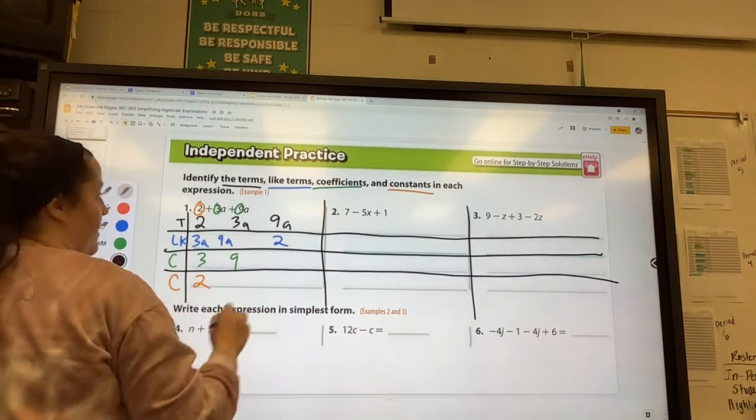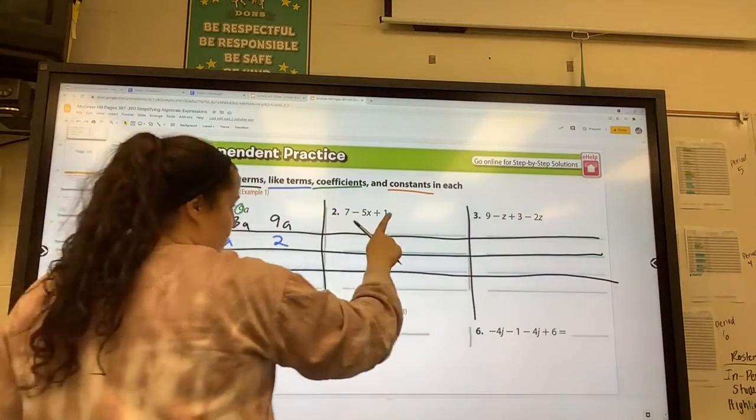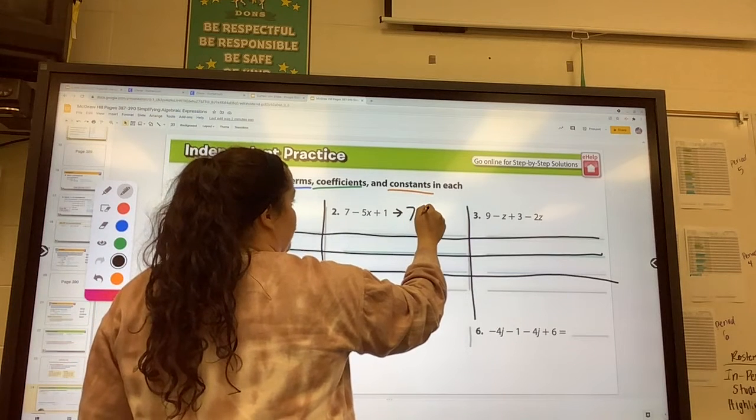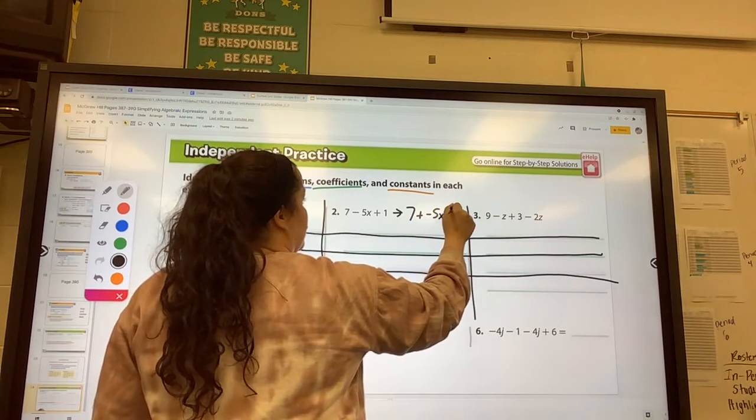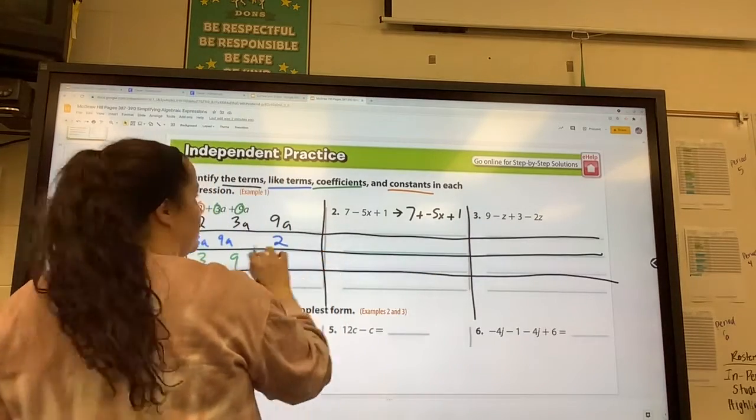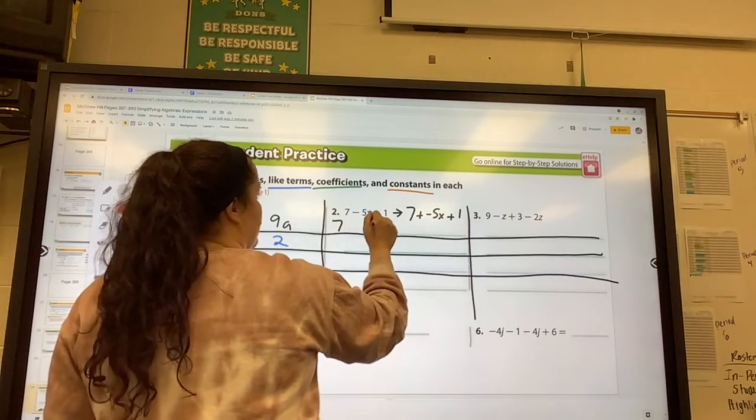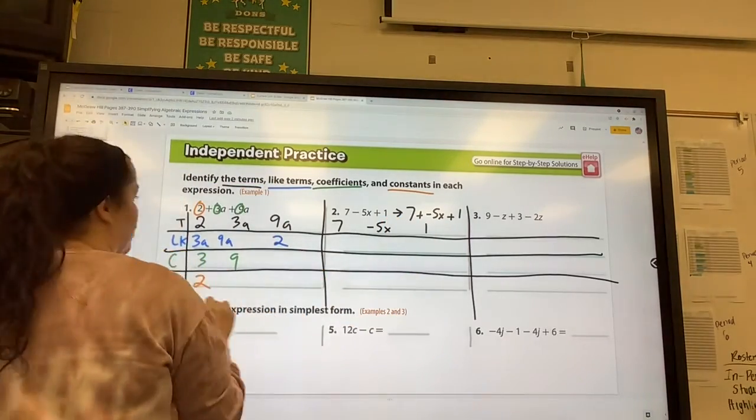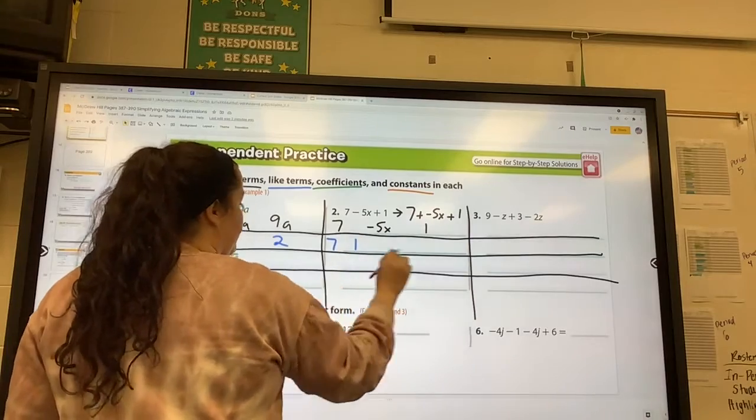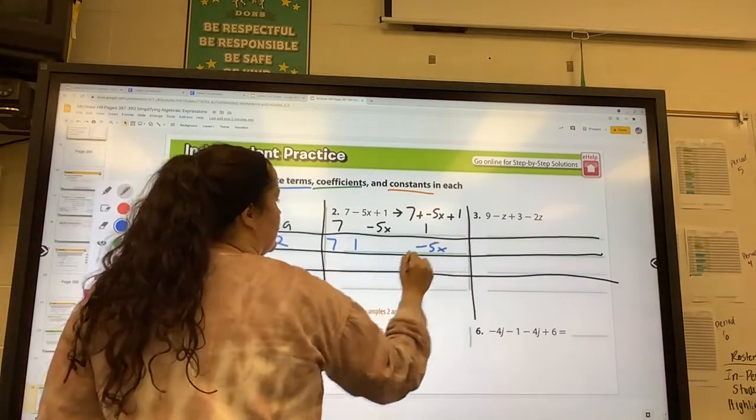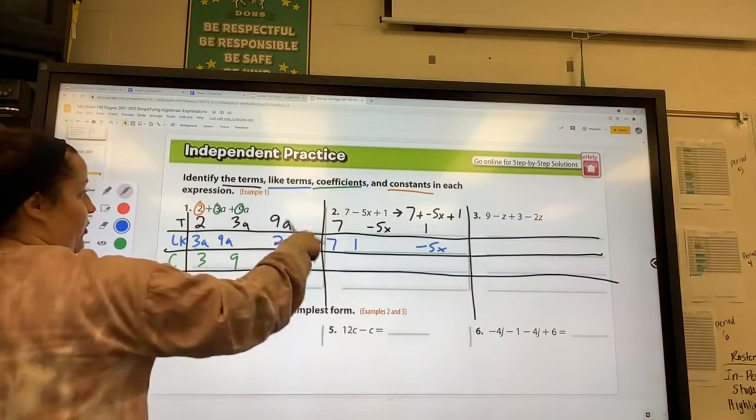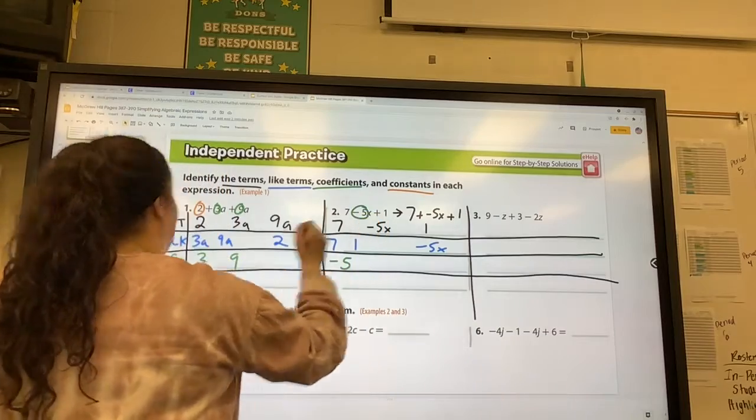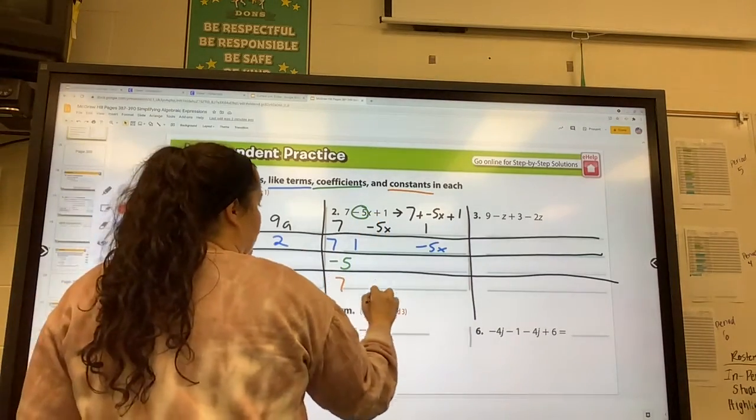Okay. Same thing for this one. So first thing you're gonna do is you're gonna make this all addition by rewriting it as 7 plus negative 5x plus 1. The terms are all 3 of these, so 7, negative 5x, and 1. Those are all terms. The like terms are 7 and 1, right? And then negative 5x is a term that's by itself. There's no other x in there. The coefficient would be negative 5, right? The number with the x. And the constants are 7 and 1.